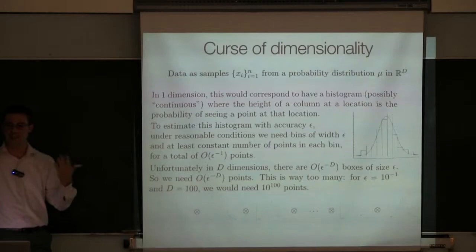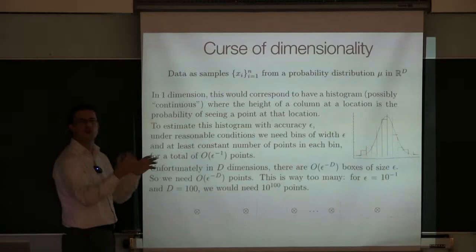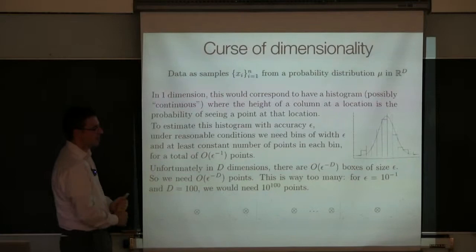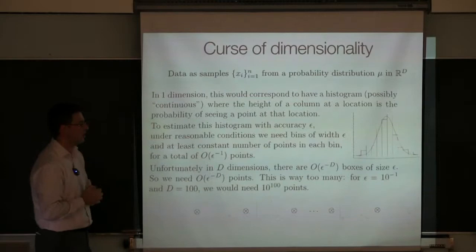Well, I could ask what's the probability distribution of genes in the human population. How many samples do I need for that to get accuracy epsilon? Well, let's normalize the gene activity in 0, 1. So we are now in the unit cube in capital D dimensions, and I'm going to cut up the cube into epsilon cubes. And I want a certain number of samples in every one of those epsilon cubes in order to estimate the probability of getting gene activity in the cube.